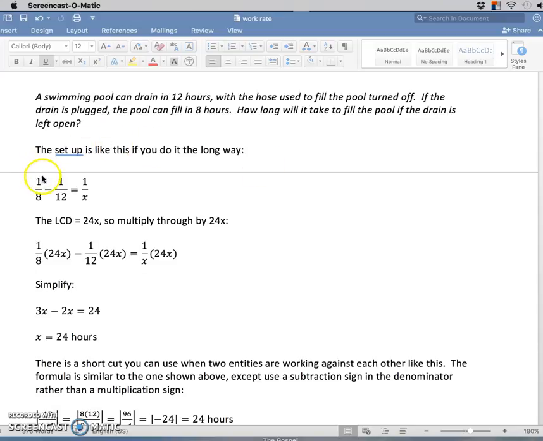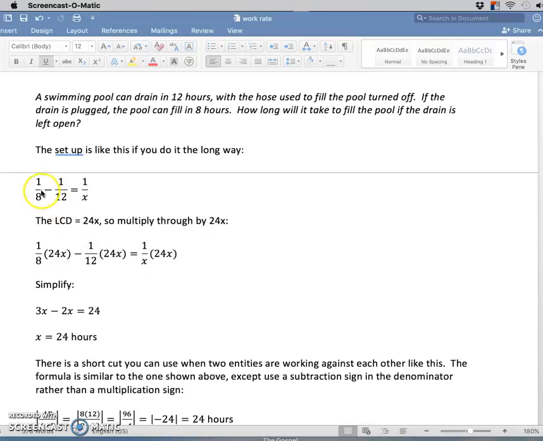Again, it's a work rate, so we're talking about job per time. So here's the rate for the hose to fill the pool, 1/8 hours. Now we're going to subtract because they're working against each other, right? So we're going to subtract from that 1/12 for 12 hours for the drain to work. And it's going to equal 1/x. And x would be how long it would take if both the drain is left open and the hose is running. So the long way would be to multiply through by the least common denominator, which is 24x.